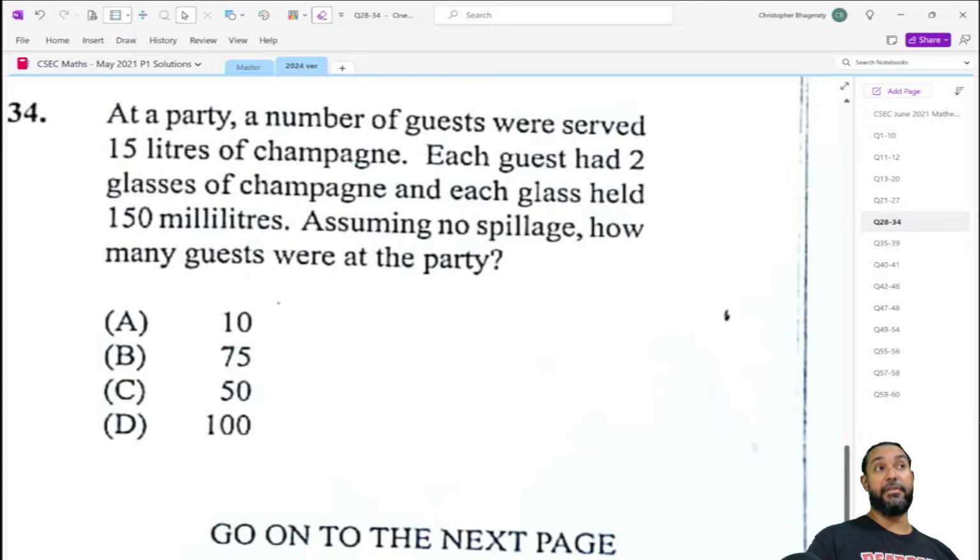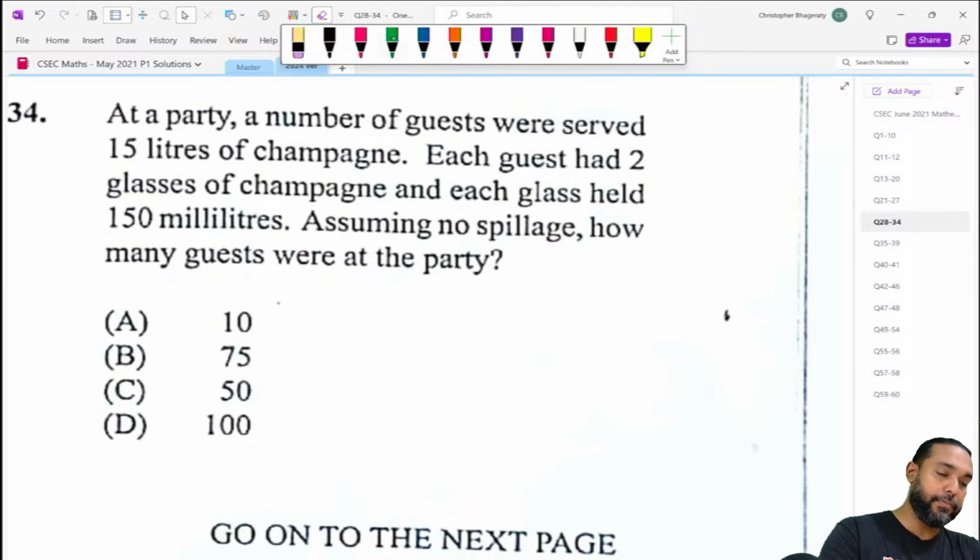Oh, but they're working backwards, because normally we have to find how many liters were served. At a party, a number of guests will serve 15 liters of champagne. Not each, because then that would be crazy. Each guest had 2 glasses of champagne, and each glass held 150 milliliters. Assuming no spillage, how many guests were at the party?